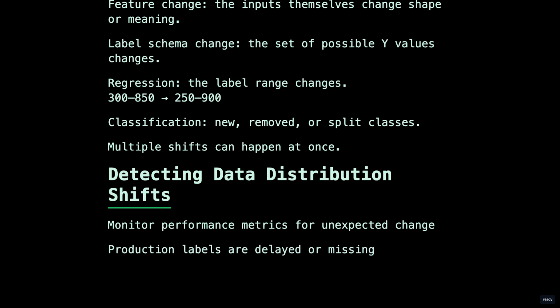Those metrics depend on ground truth, and that is the hard part in production. Training gives you labels immediately, but serving often does not. So any monitoring system that gets labels within a reasonable delay has a major advantage for spotting trouble early.